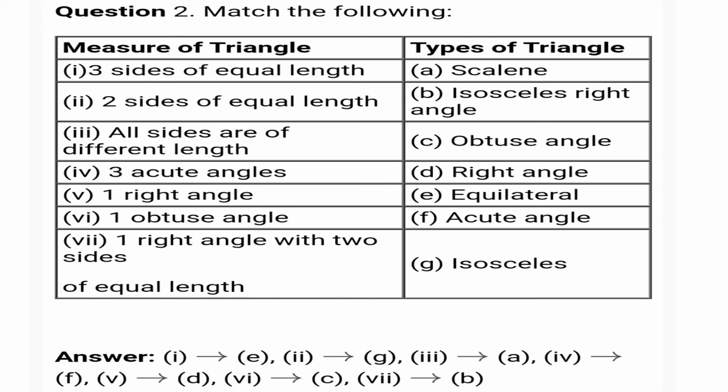Number 7. One right angle with two sides of equal length. Well, with the help of the properties of isosceles triangles and right angled triangle, we can say that isosceles right triangle is the triangle that has one right angle along with two sides of equal length. Thus, answer to number 7 is isosceles right triangle.